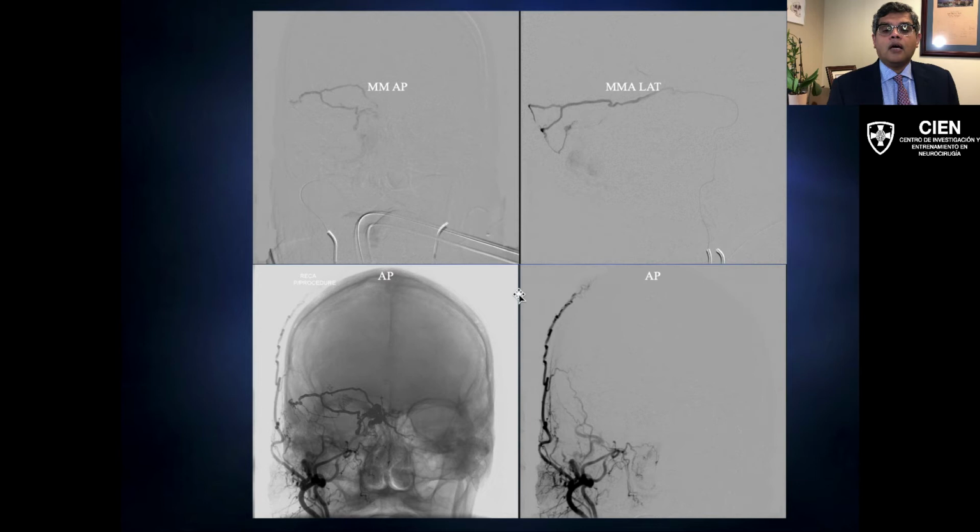Now, this is the embolization to the middle meningeal artery. You can see the lateral view. This is the middle meningeal artery supplying the fistula. You can see the draining veins here. And after embolization, you see the cast. You see the middle meningeal artery going up there, and you can see the whole onyx cast and complete obliteration of the AV fistula on the images post embolization.